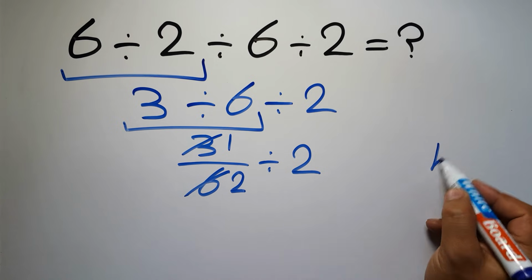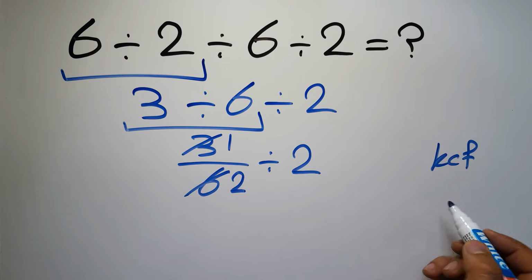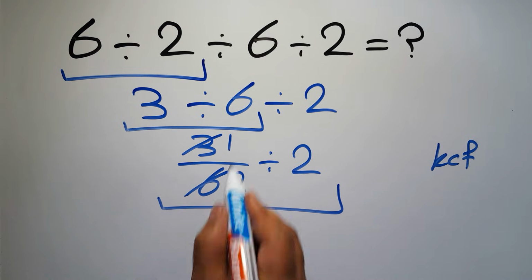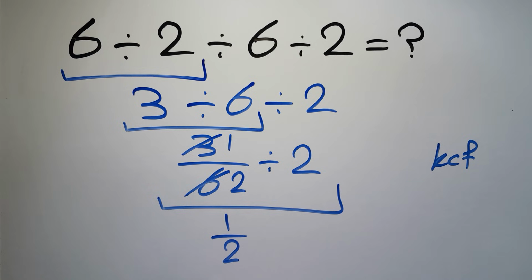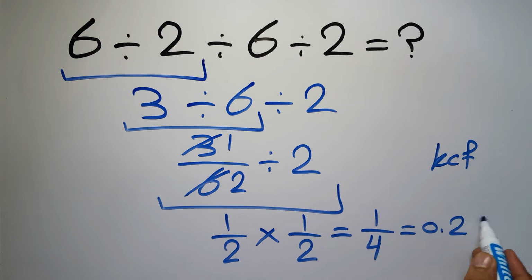According to the KCF rule, K stands for keep, C stands for change, and F stands for flip. We can write keep the first fraction, change division to multiplication, and flip the second fraction. So 1 over 2 times 1 over 2, which equals 1 over 4, or 0.25. And this is our final answer to this problem.